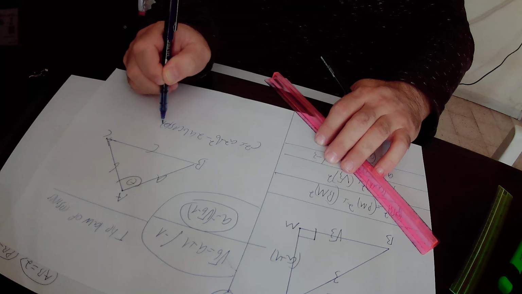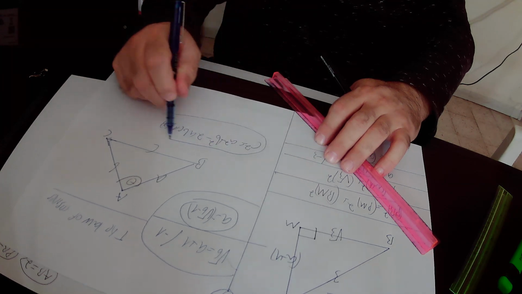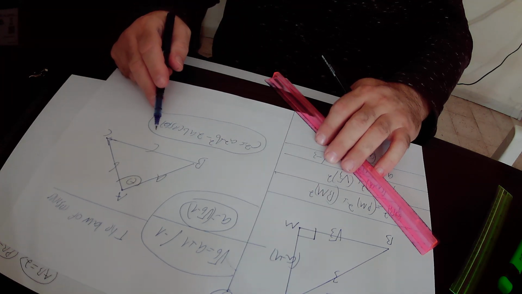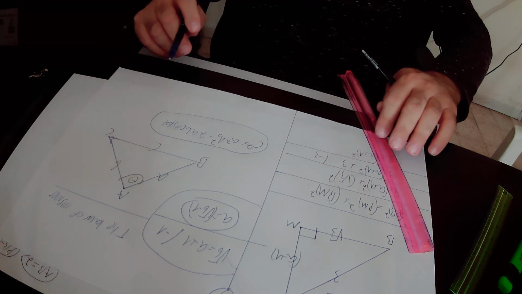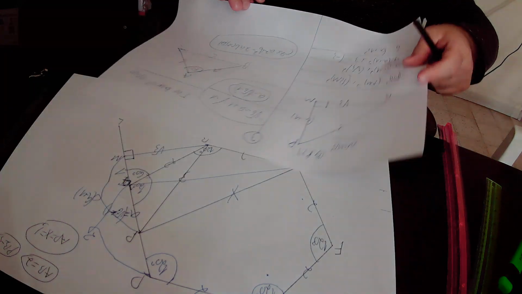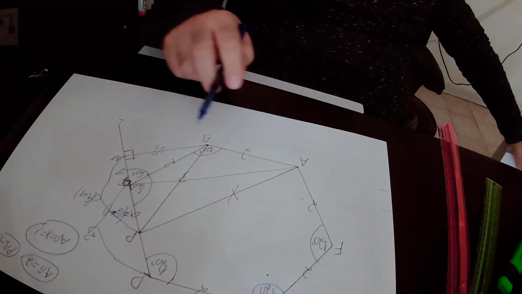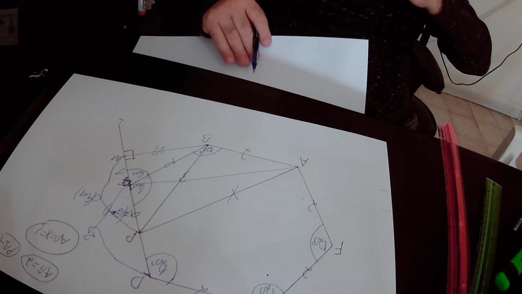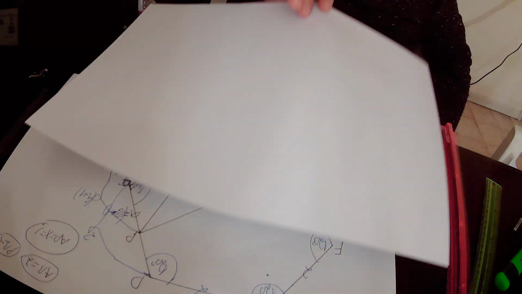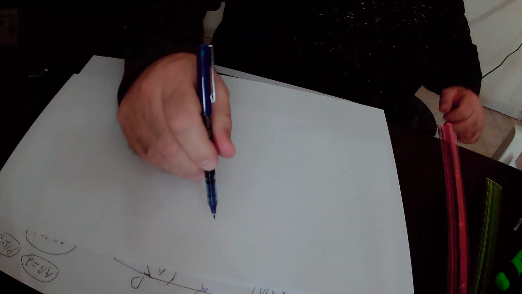I'll repeat again. This triangle ABC could be any triangle. C squared equals A squared plus B squared minus 2 times A times B times cosine theta. We will implement the law of cosines in our triangle ABC. So I'll copy triangle ABC in a new page and we'll implement on it the law of cosines.